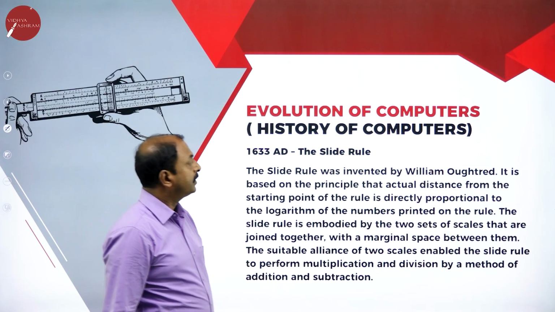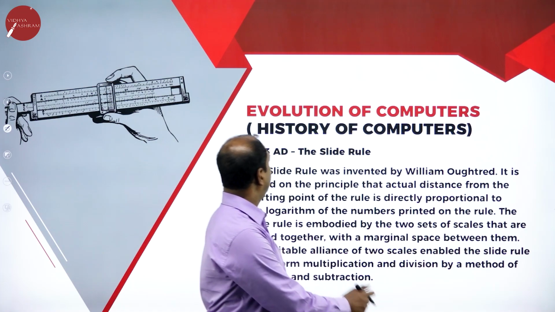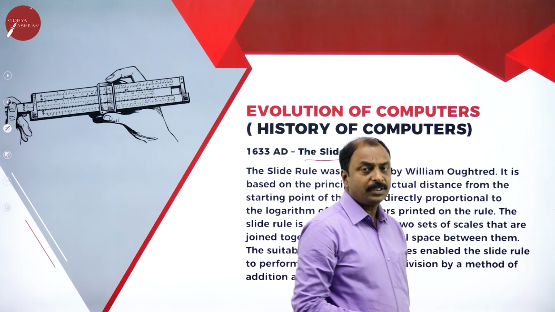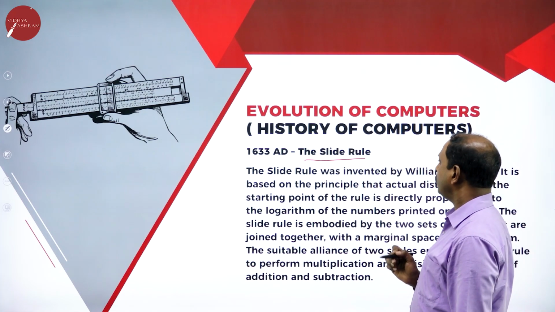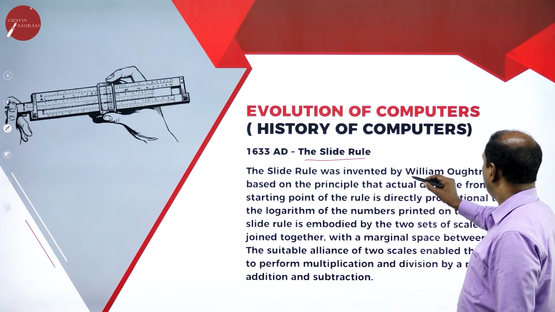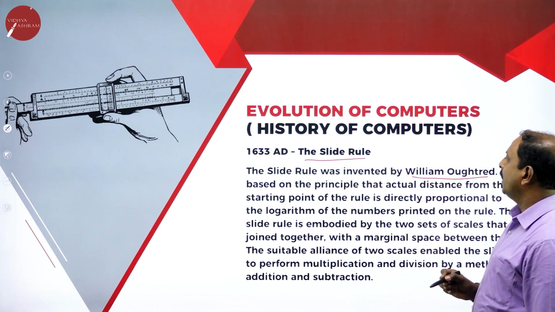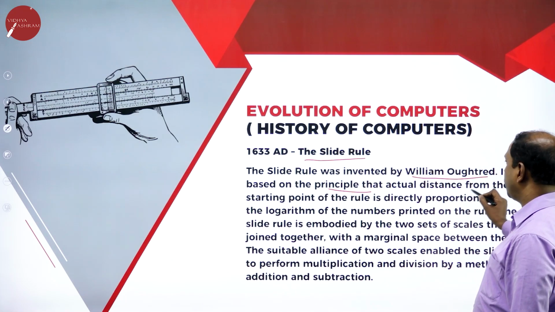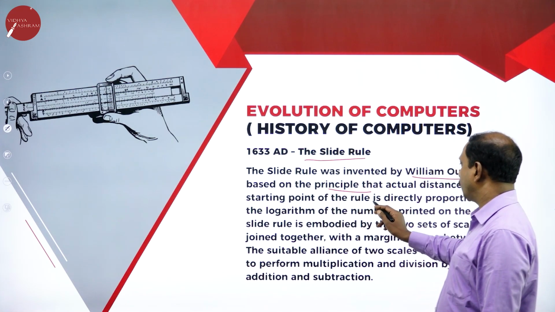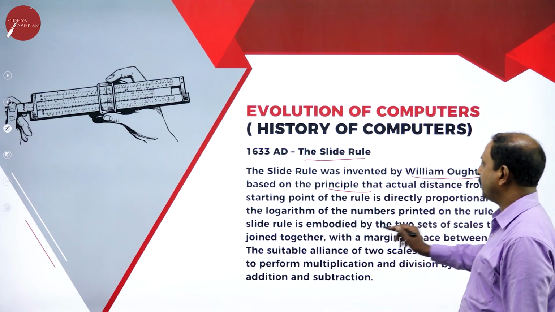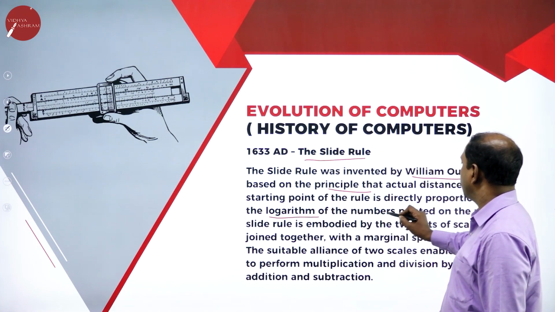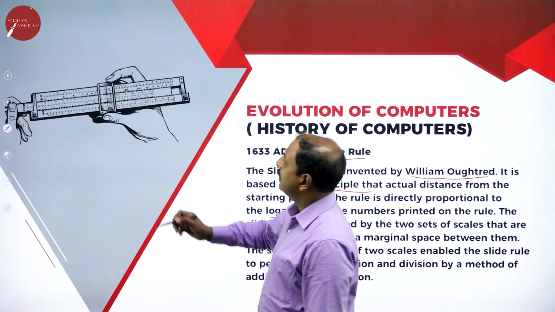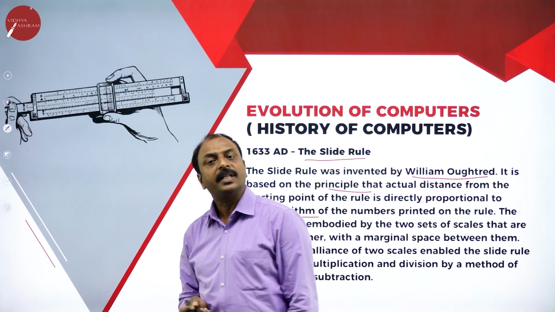Now let us see the next one, that is the slide rule. The next invention is the slide rule. It was invented by William Oughtred, and it is based on the principle that the actual distance from the starting point of the rule is directly proportional to the logarithms of the numbers printed on the rule. So now we can see the picture of the slide rule.